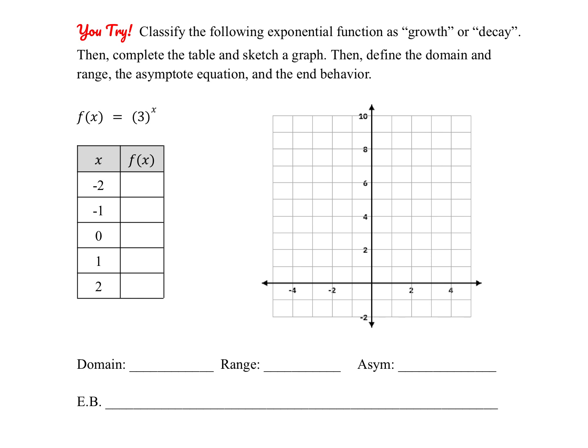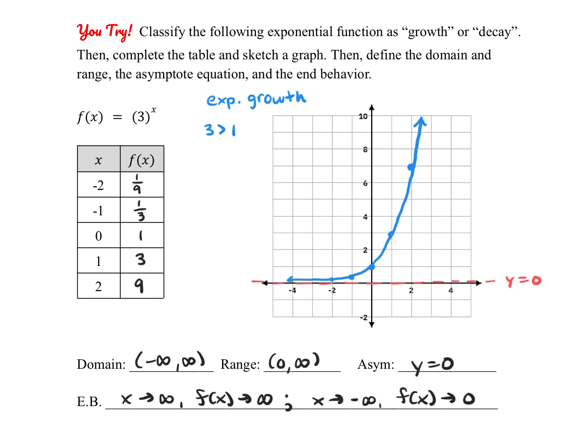All right, so go ahead and pause the video and give this one a try on your own. All right, go ahead and check your work here. This time our b value is 3, and since 3 is bigger than 1, this will represent an exponential growth function. So check your coordinates, check your domain, range, and asymptote equation, and then for the end behavior, this time it's the opposite of the last example. So as x approaches positive infinity, f of x approaches positive infinity, and as x approaches negative infinity, f of x approaches 0.